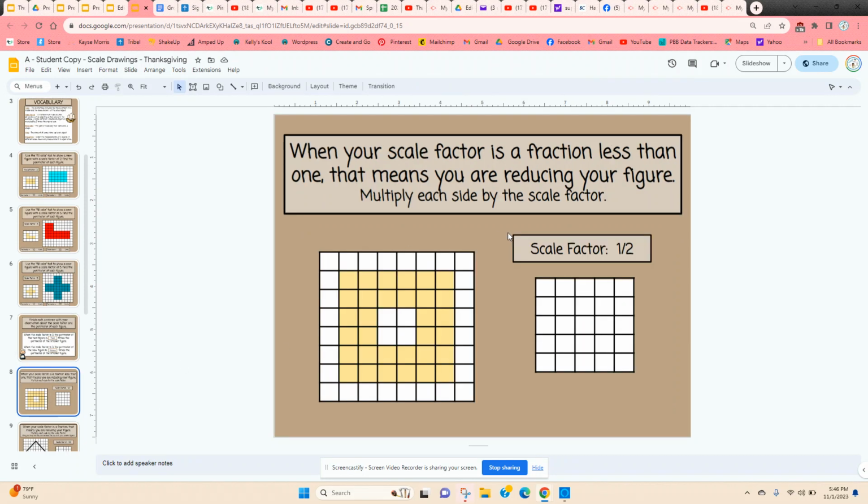Now we're going to look and see what happens when you have a scale factor of 1/2. Now this means that you're going to create a figure that's the same shape but smaller if the scale factor is a fraction less than 1. So what happens here is we're going to multiply each of the measurements by 1/2 or just divide by 2.